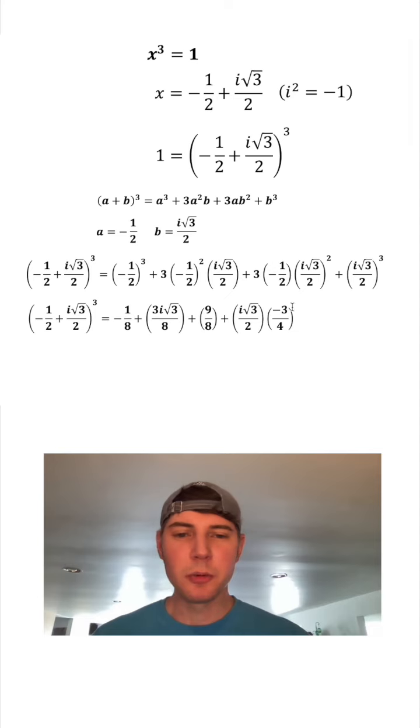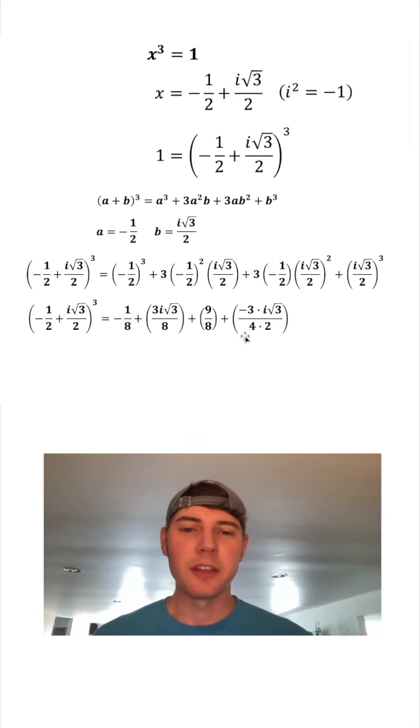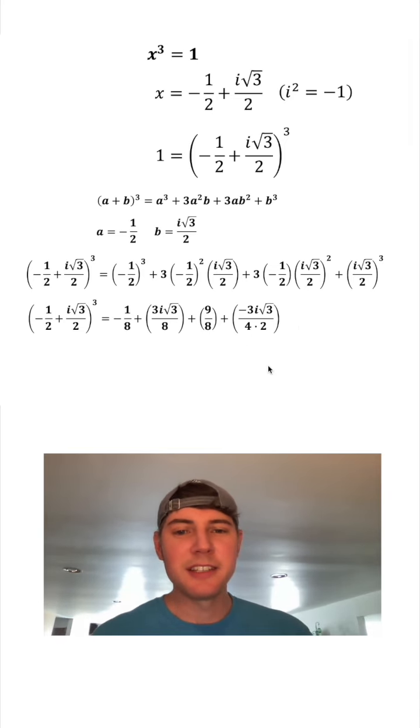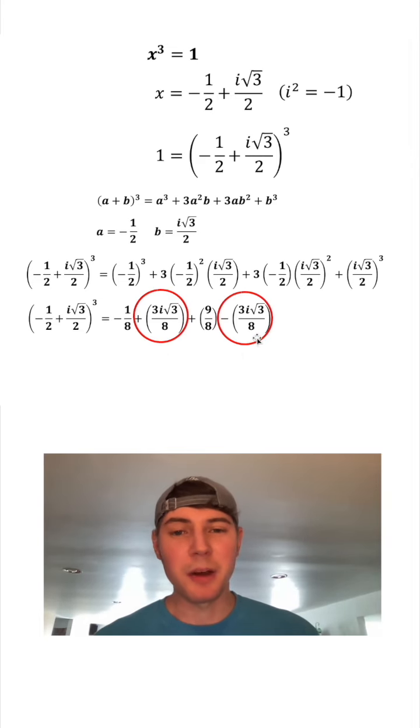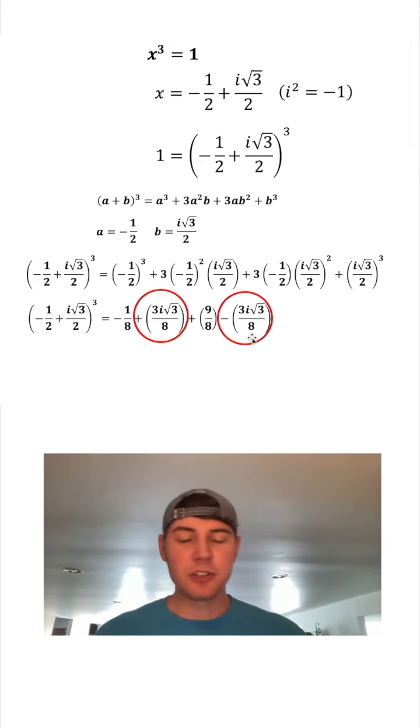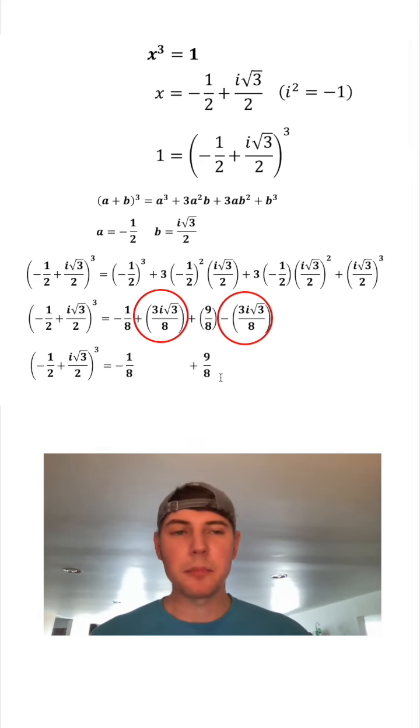Let's multiply these two. We'll just bring the negative 3 and the 4 to the front of these. This negative 3 times here, we can just drop the multiply. And then 4 times 2 is 8. And then we can bring this negative down here to make it a minus. This second term and the fourth term are the same, except one's positive and one's negative. So they're just going to cancel each other out, leaving us with negative 1/8 plus 9/8.